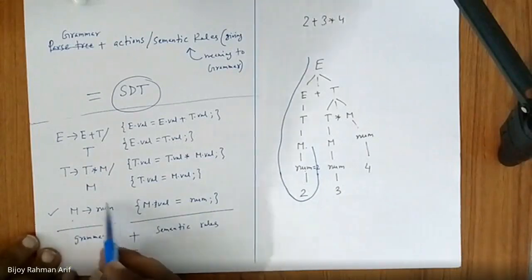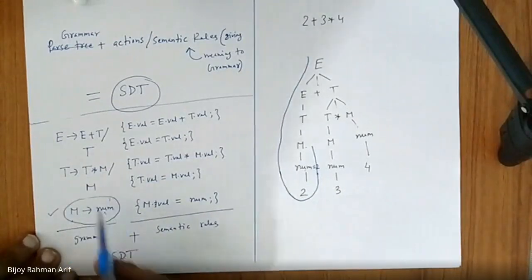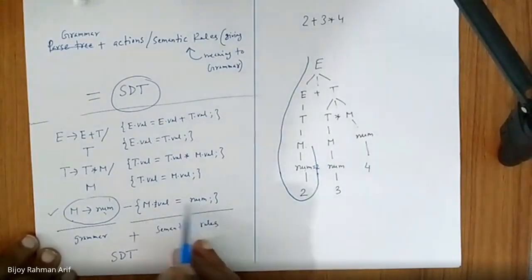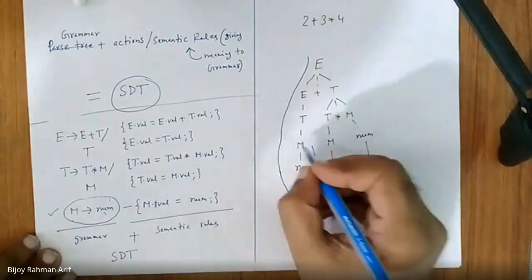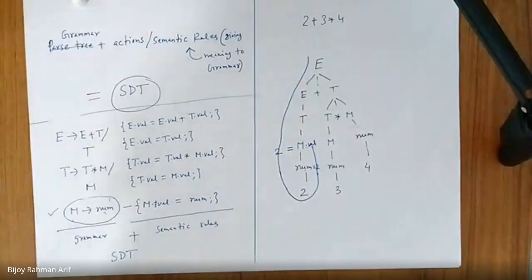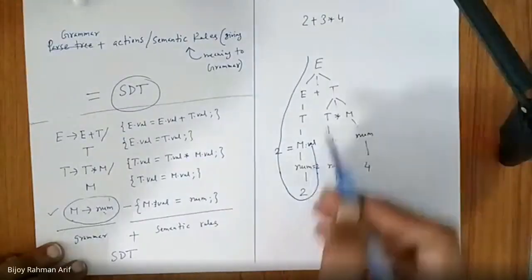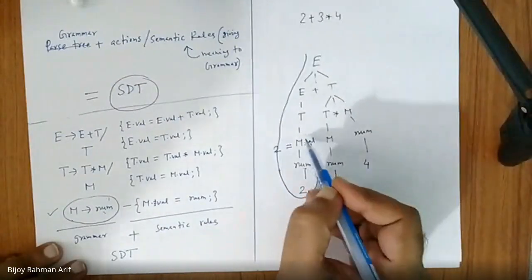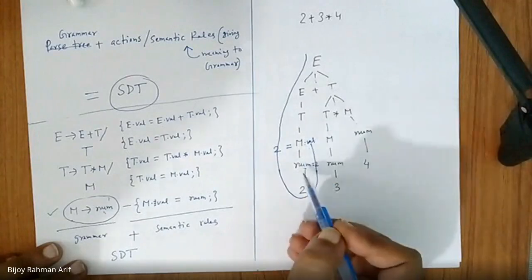So what is the action? M dot val becomes num. Whatever the value of num, that would be stored in M dot val. So let's create an M dot val, and here we store the value. Did you get the point? Whenever we are traversing this tree, we encounter this num, then just one level up we encounter M. So this is a reduction. Am I right?